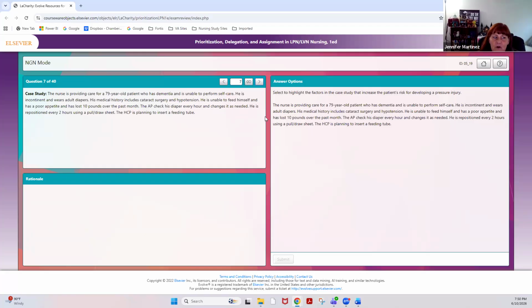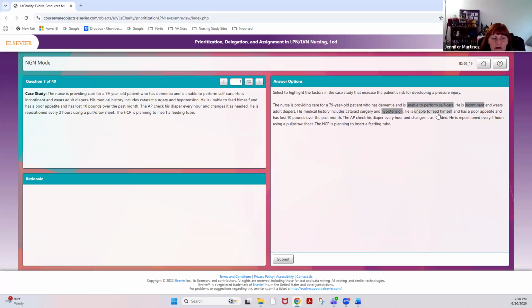Okay, so the nurse is providing care for a 79-year-old patient. Do we need to highlight 79-year-old patient? No. Okay, who has dementia, no. Unable to perform self-care. Yes. Okay, he is incontinent. Yes. And wears adult briefs, because I don't like that term. Yes. His medical history includes, does cataract surgery make a difference? No. Does hypotension make a difference for pressure areas? Yes. Okay. No.